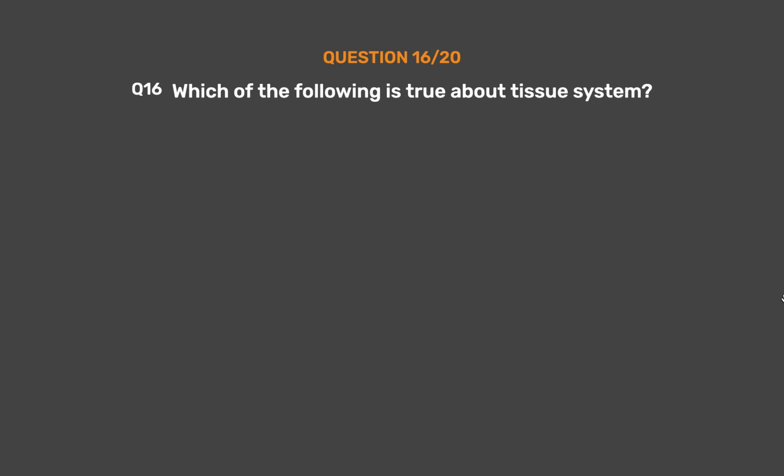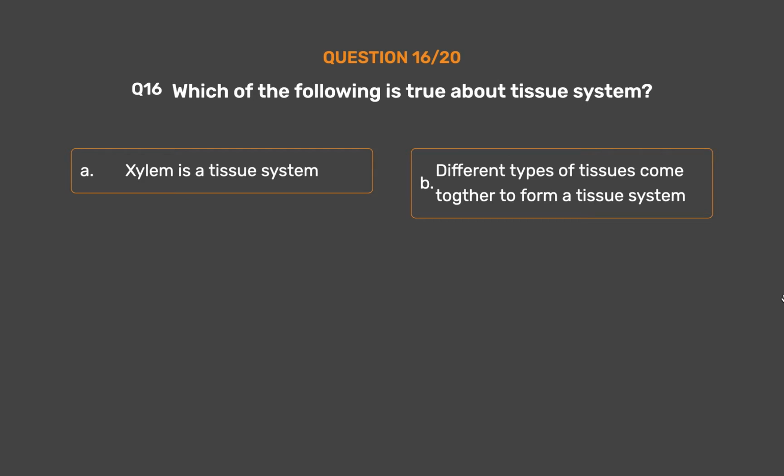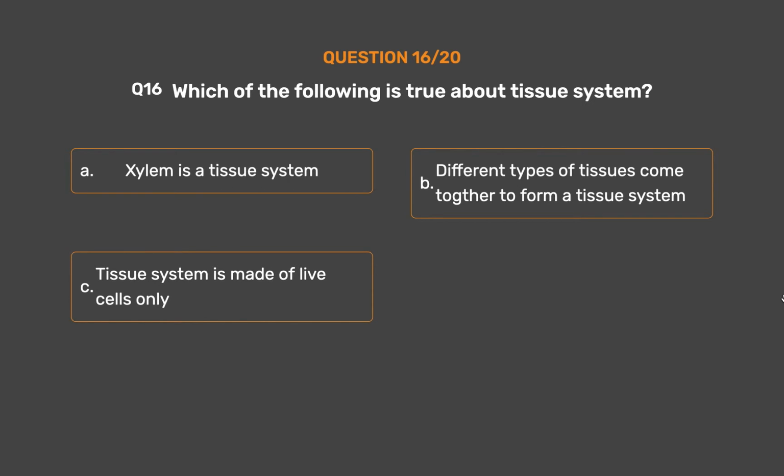Question number 16. Which of the following is true about tissue system? Option A. Xylem is a tissue system. Option B. Different types of tissues come together to form a tissue system. Option C. Tissue system is made of live cells only. Option D. All of them.